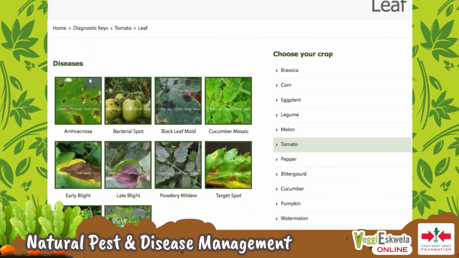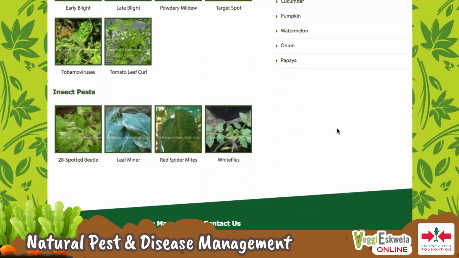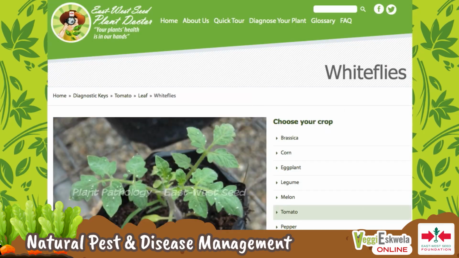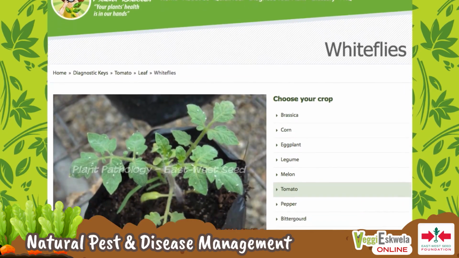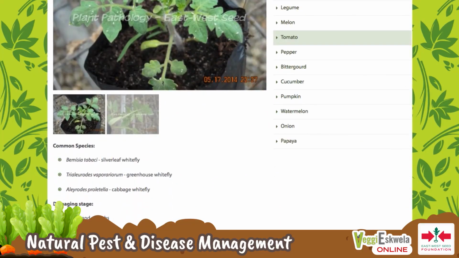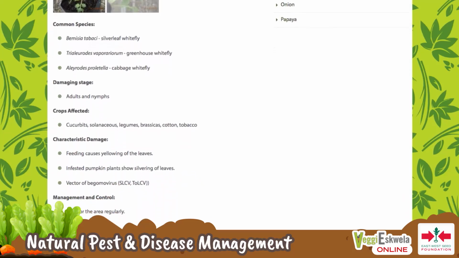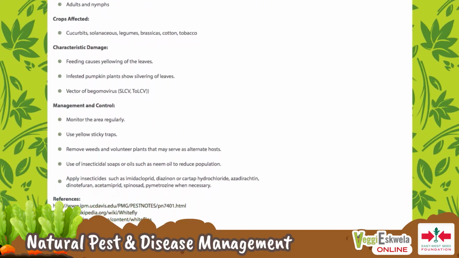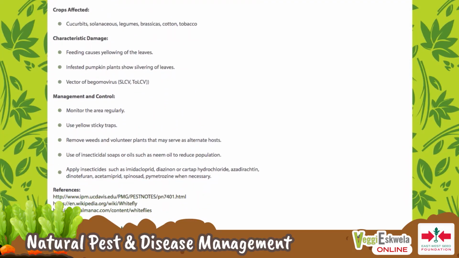Clicking on the leaf brings us to this page with pictures of leaves with disease or pest. We can select the picture that comes closest to our plant in distress. A very common problem with tomato is whiteflies on the lower right. Let's click on that as an example. After clicking on whiteflies, we will see this page with details on the disease or pest, the damage it can do, and what you can do to manage the disease or pest.